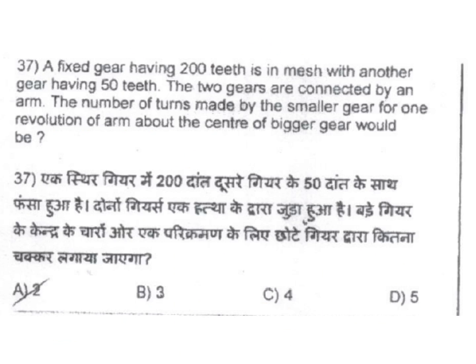The number of turns made by the smaller gear for one revolution of arm about the center of bigger gear will be 5, option D, the answer 5.